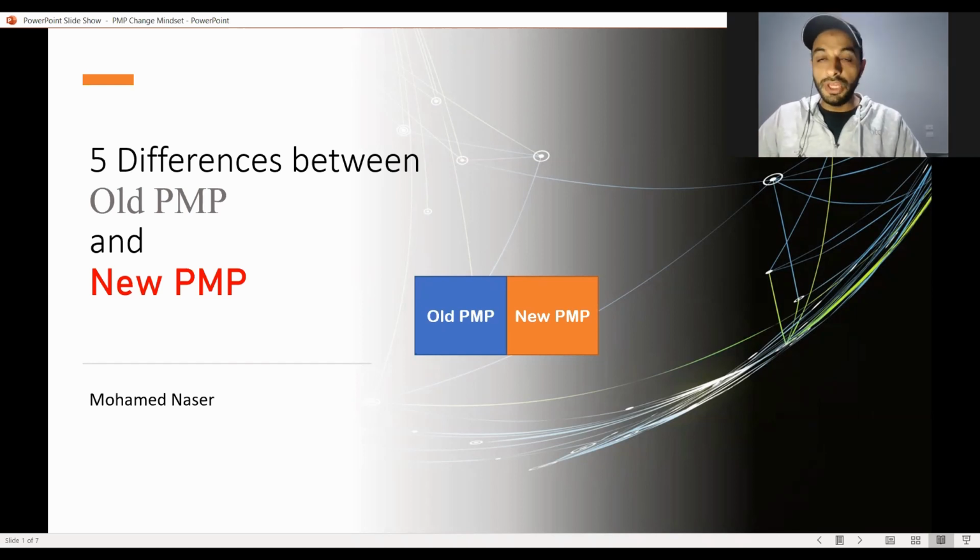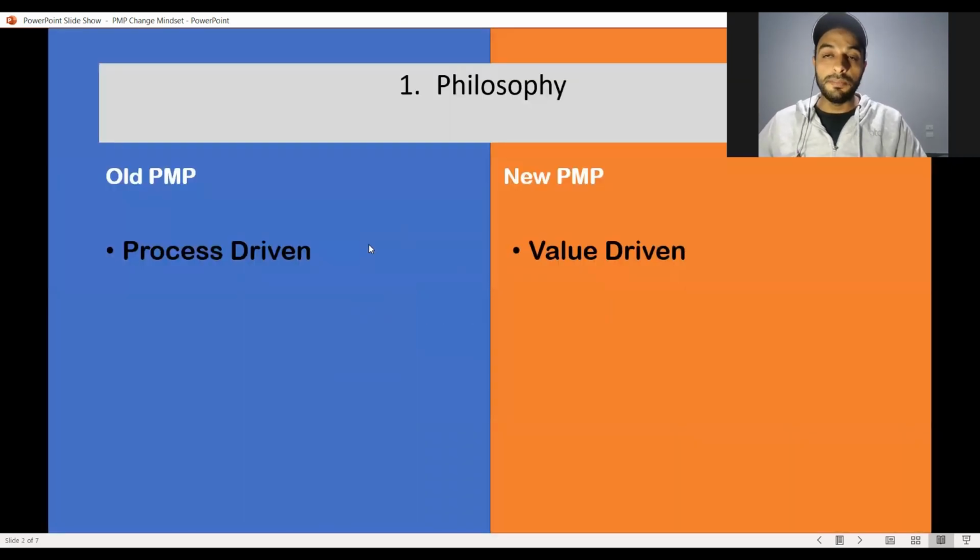I'm going to discuss with you the main 5 differences between the old PMP and the new PMP. I know a lot of people studied the PMP, but they didn't get the chance to take the exam because they were busy or had other issues. So they are preparing to study the PMP in the new fashion. To make it easy for you, I'm here to tell you the main differences between the old and the new PMP. So let's start. Number one, the philosophy.